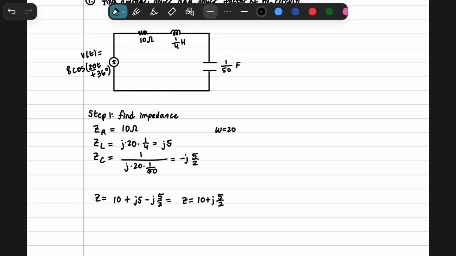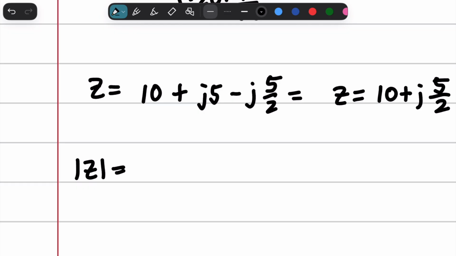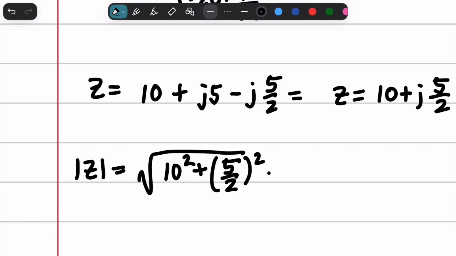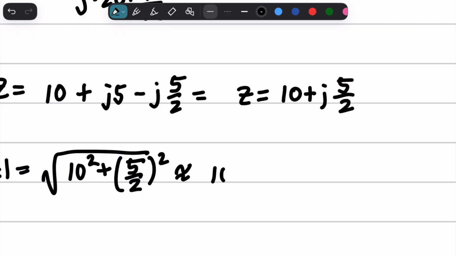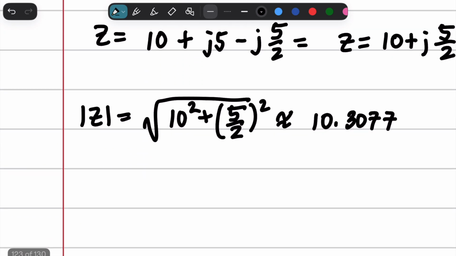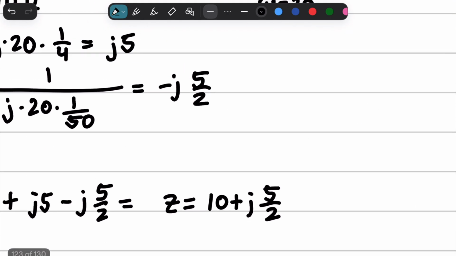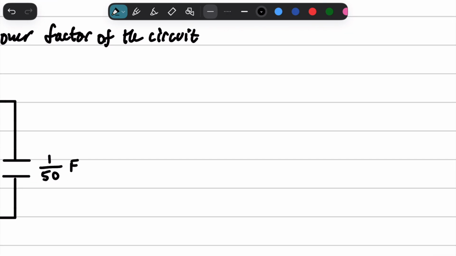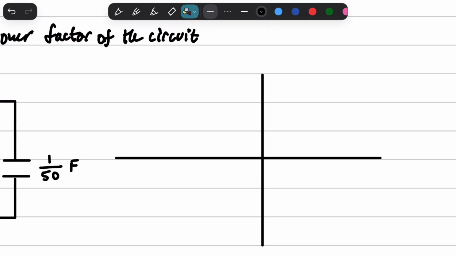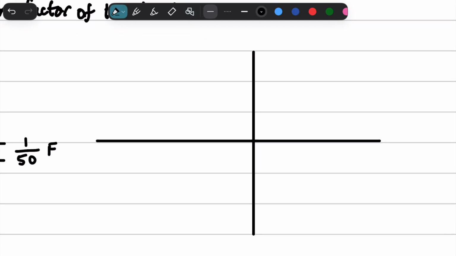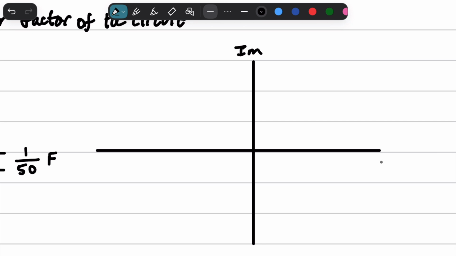Now, the next idea is to find the magnitude of this, which is very simply just the square root of 10 squared plus 5 halves squared, and that is going to equal approximately 10.3077. And so we have one of the components already. We have the Z right here. And for the sake of completeness, we can go ahead and draw a graph already, and this will be imaginary, this will be real.